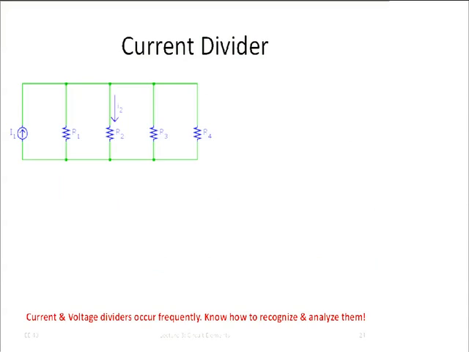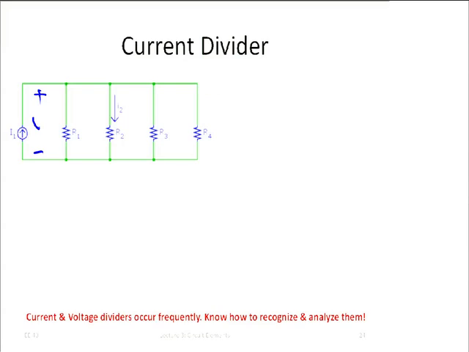Well, we can first figure out the voltage. The voltage across here, let's call this voltage V1. Voltage V1 would be equal to I1 times what resistance? Right, the resistance of all of these in parallel. So that would be R1 parallel R2 parallel R3 parallel R4.